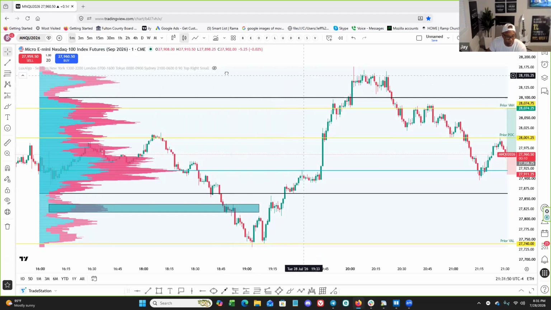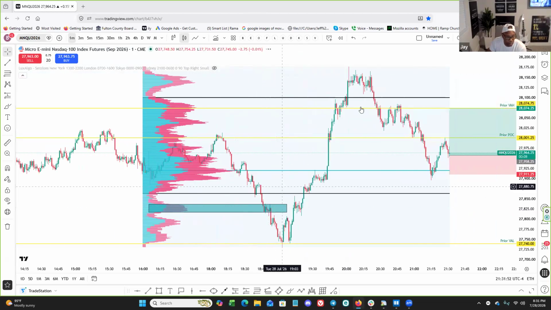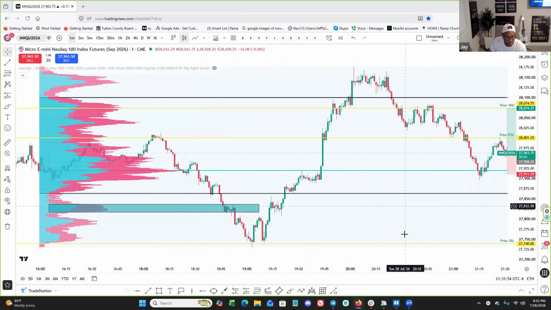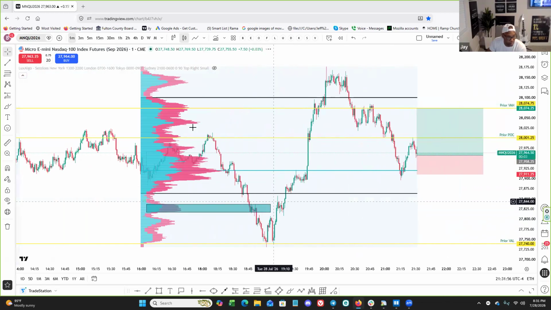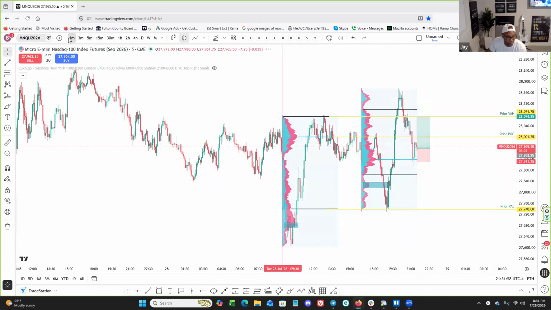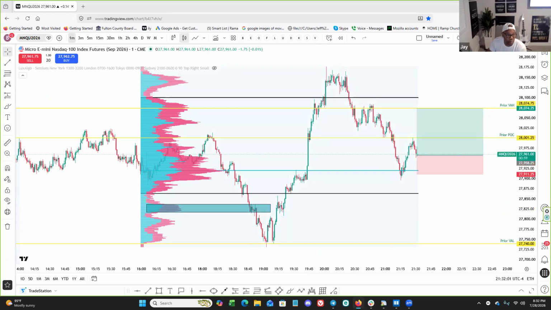And then, not to mention, give me 1 second. Let me fix this chart. Not to mention that we also trade with the order flow here on Bookmap, guys.